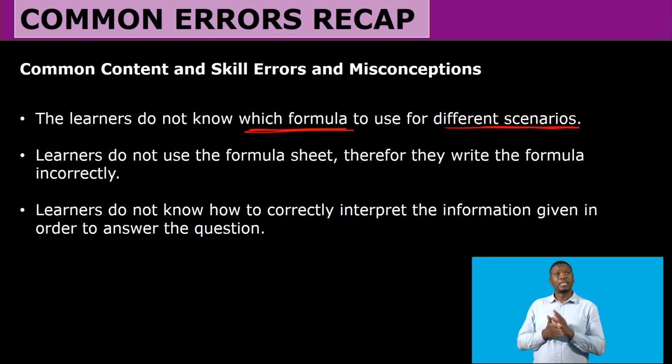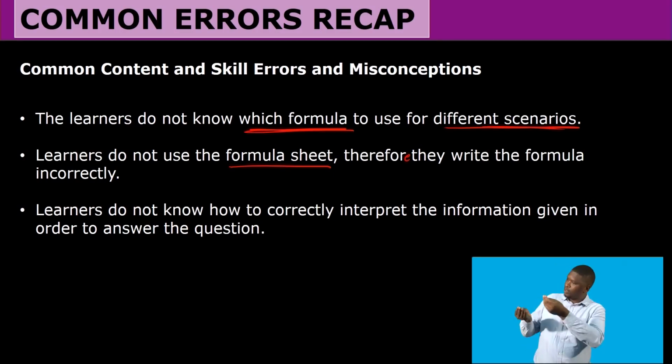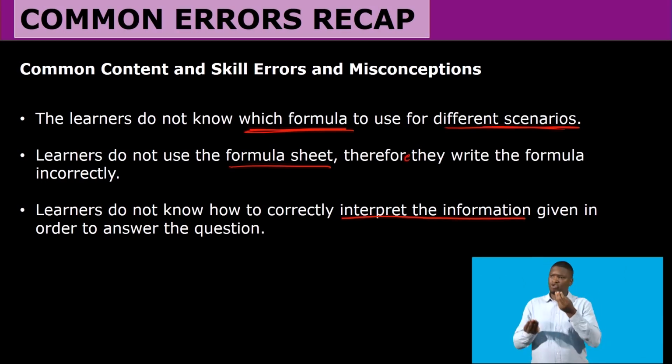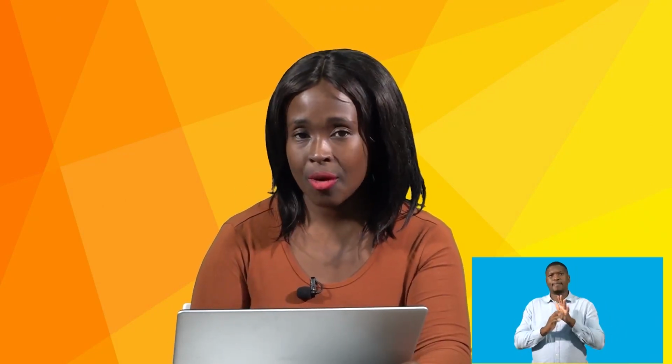Learners do not use the formula sheet, therefore writing down the wrong formula. So make sure that you use that formula sheet. It has been provided for you. And then lastly, learners do not know how to correctly interpret the information given in the question. Remember, the smallest of details is important. So you need to make sure that you read the statement properly and try and understand the scenario before attempting to answer that question.